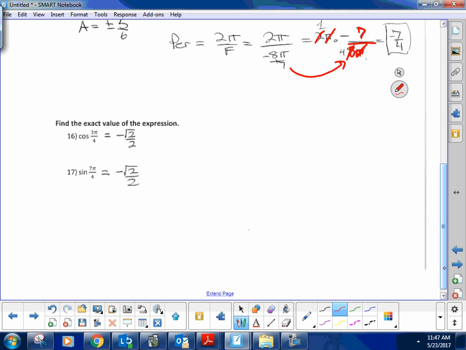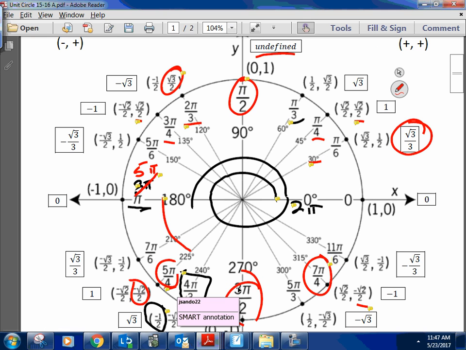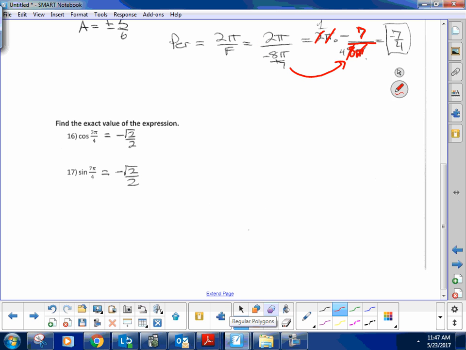All right, now for these over here, same thing, just bring up the unit circle and find the exact values of cosine of 3 pi over 4. Cosine of 3 pi over 4 is way over here. That's it. Negative square root of 2 over 2. That's why you see negative square root of 2 over 2.